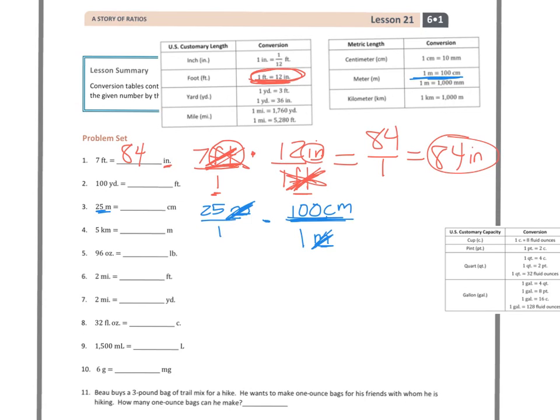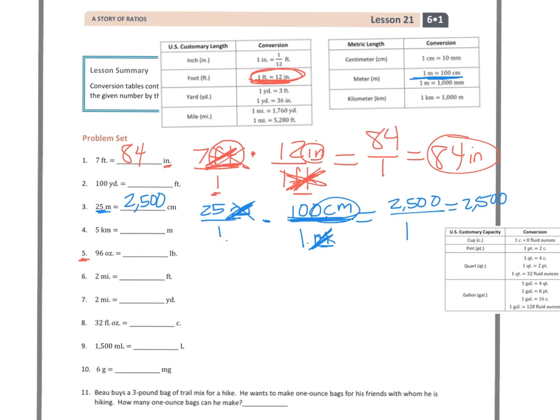If I flip these two around, I'm not going to get the right answer for it. So it's really important that I have that set up correct. Now I can multiply across. 25 times 100 is 2,500. 1 times 1 is 1. And I'm left with 2,500. And my units, since I crossed off meters, are left right there for centimeters. So 2,500 centimeters. Okay, we're going to start moving just a little bit quicker as we go through this.